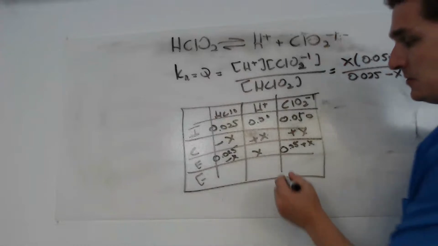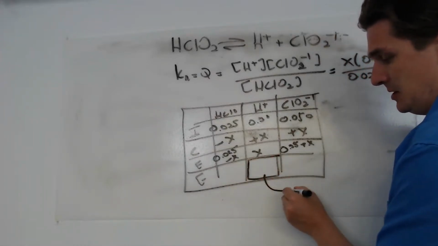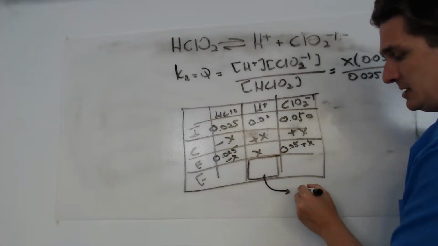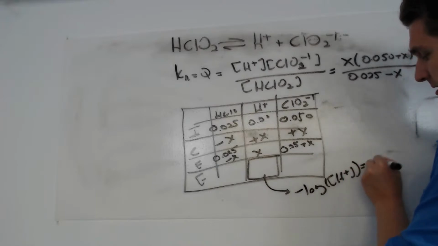Now it's asking you for the pH. The pH is just this x here. So whatever number we get for the extended reaction, we're just going to take the negative log of that number. And that will give us pH.